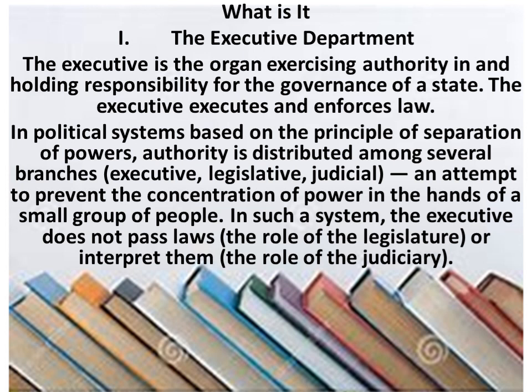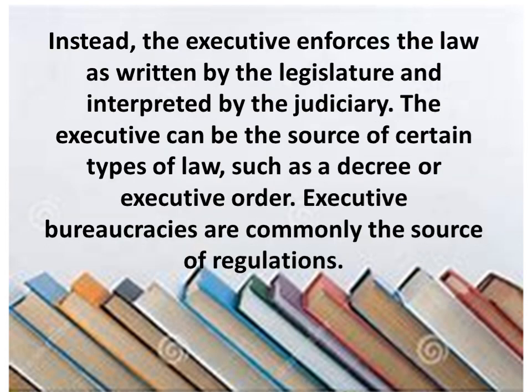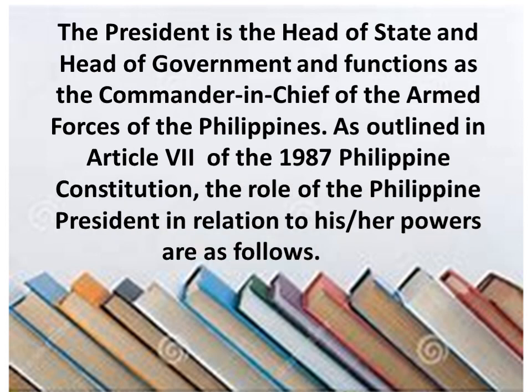In such a system, the executive does not pass laws, the role of legislators, or interpret them, the role of the judiciary. Instead, the executive enforces the law as written by the legislators and interpreted by the judiciary. The executive can be the source of a certain type of law, such as a decree or executive order. Executive bureaucracies are commonly the source of regulations.